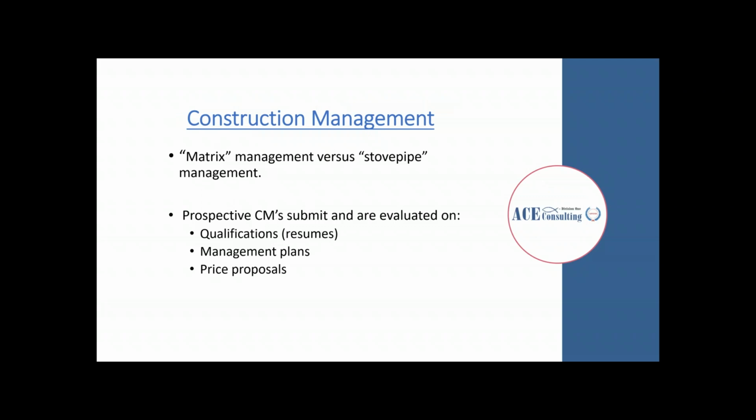There can be different types of management structures, matrix management versus stovepipe management. And the different applications of these different styles of management largely depend on the type of project. A matrix management system is more complicated, and there are higher levels of responsibility that get passed between different interacting levels of the hierarchy. Versus stovepipe management is a more straightforward hierarchy.